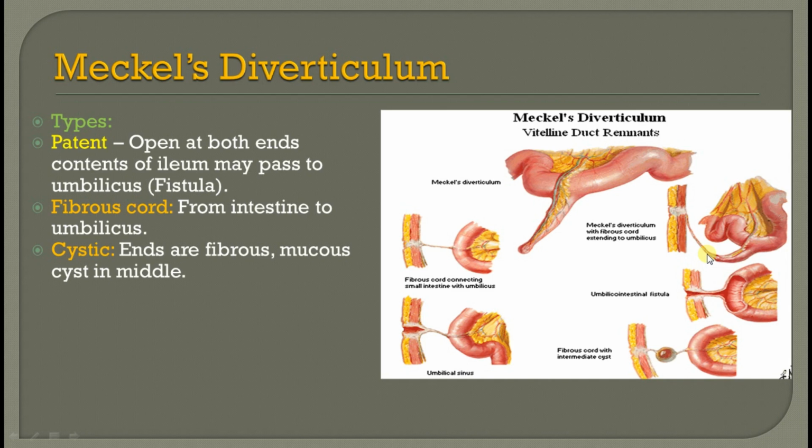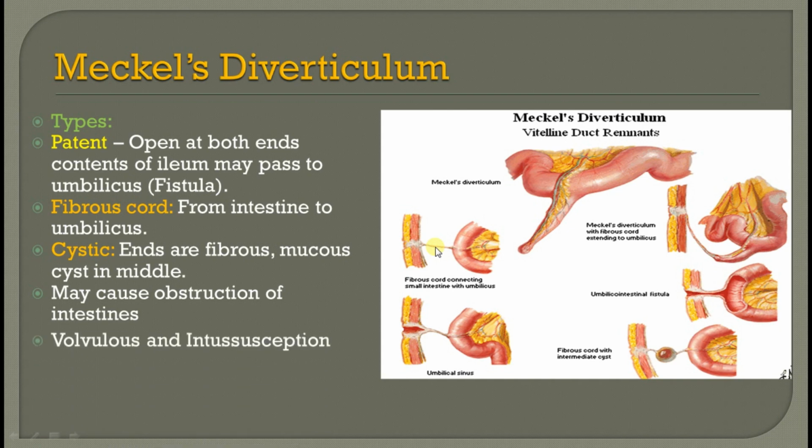Now, because this cord-like structure is present, the intestine sometimes might get wound around, might get rolled around this fibrous cord, and they might produce obstruction. Or the coils of intestine might get twisted around this, forming volvulus. Okay?